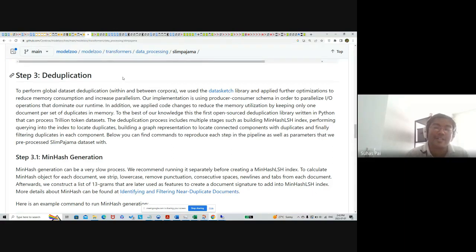There has been recent evidence that shows, for example, you can train for multiple epochs without overfitting. You can train for 4 to 5 epochs without overfitting. This was actually shown last year by Galactica, but a lot of people just ignored the Galactica paper for various reasons. But anyway, so step 3, deduplication.